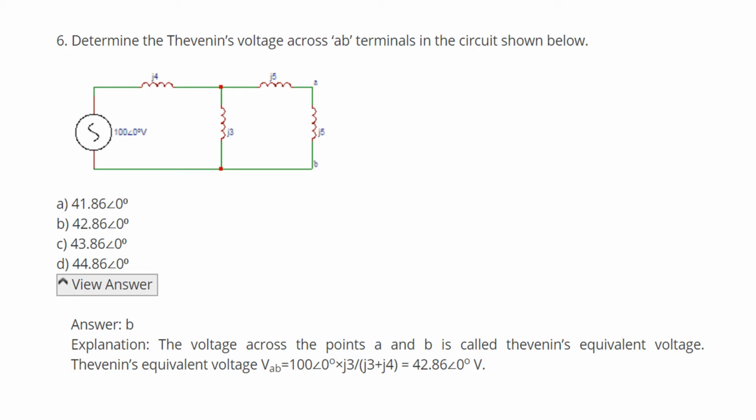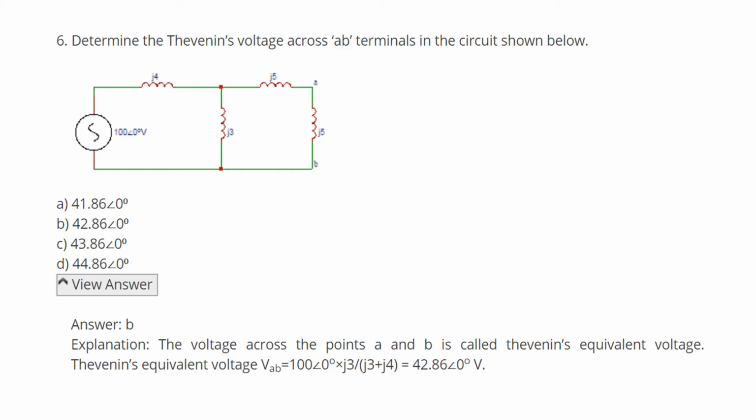This is the circuit. We have to find out the Thevenin's voltage across A, B. The options are A, 41.86 angle 0 degree, B, 42.86 angle 0 degree, C, 43.86 angle 0 degree, D, 44.86 angle 0 degree. The correct answer is B.